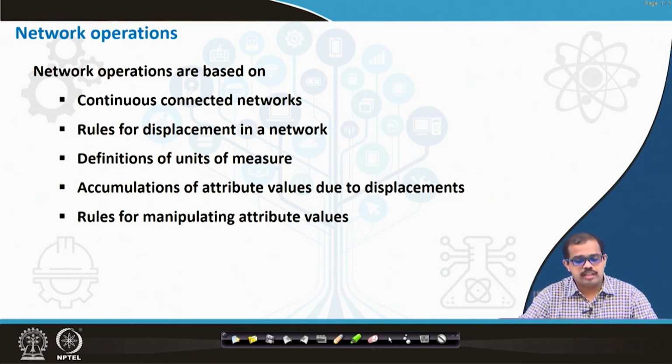So, rules for displacement in a network. You should understand what the different rules are that you can have on a network for understanding the displacement units.